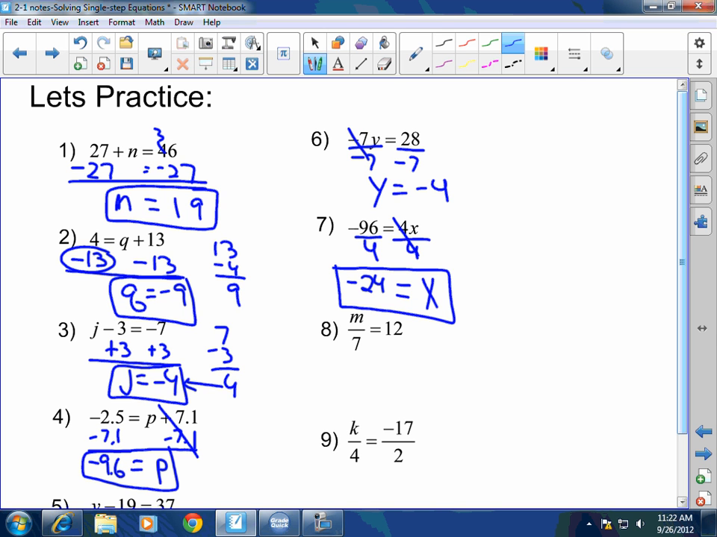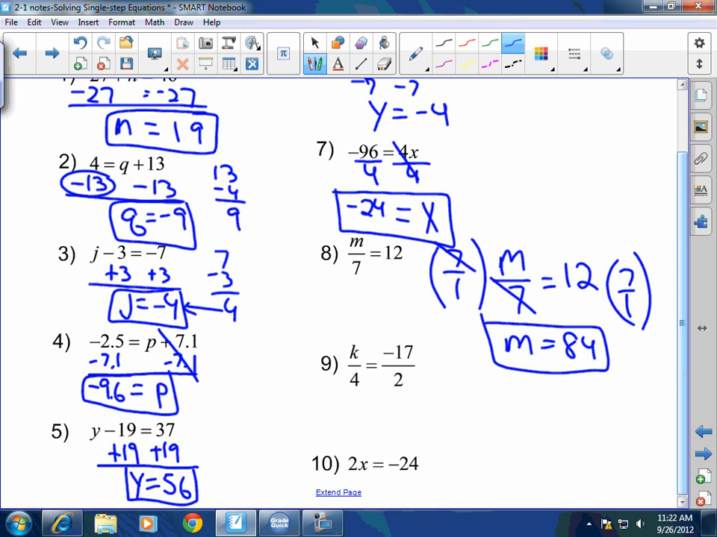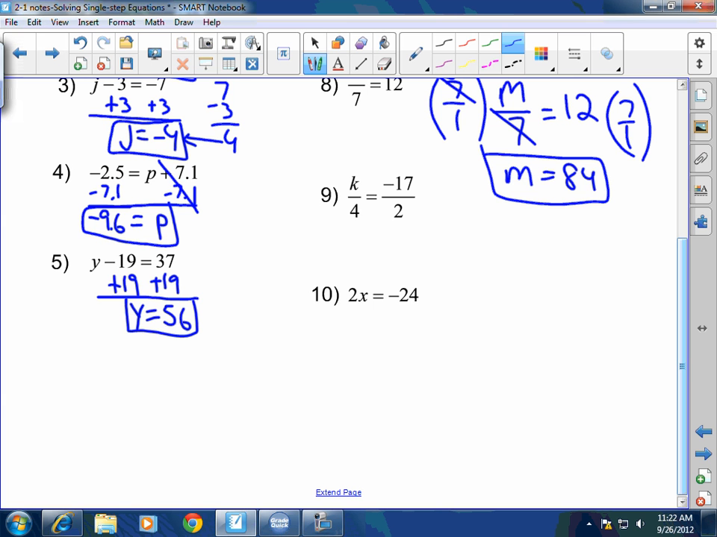Now, I'm going to do it over here so you can see exactly all the work. What's the relationship between the m and the 7 here? Division. Remember, when we're dealing with division or with fractions, simply get rid of that fraction by multiplying both sides by the reciprocal. You see what I'm doing there, guys? Remember, cross divide. 7 goes into 7 one time. I'm left with m. And that equals 12 times 7, which is 84. Does that make sense, boys?